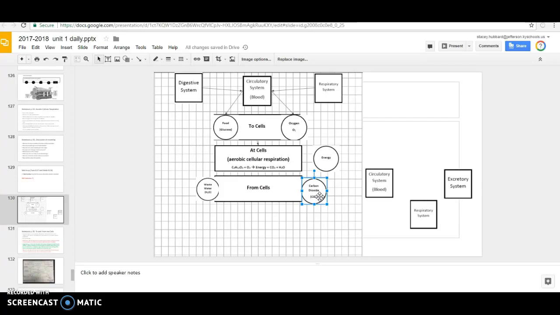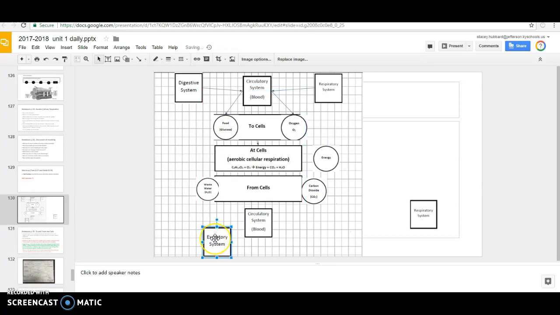So let's talk about the water first. So how's it going to get out? Well, anything from the cell has to go through the blood. And then from the blood, because it's water, it's probably going to go out your excretory system. Remember, you're going to urinate. You might want to add some notes about how it exits through the body. You're going to urinate maybe through your bladder or whatnot.